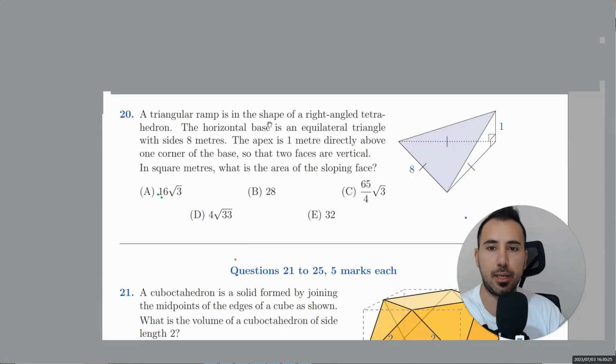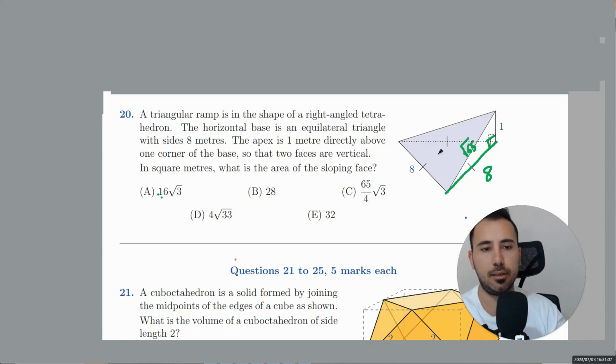So a trigonometry ramp is in the shape of this right angle tetrahedron. The horizontal base is an equilateral triangle. So this one is also 8. So apex is 1. 2 faces are vertical. In square meters, what is the area of the sloping face? So we want this area. This is 1. This is 8. So 90 degrees, Pythagorean theorem will give us this line, square root of 65.